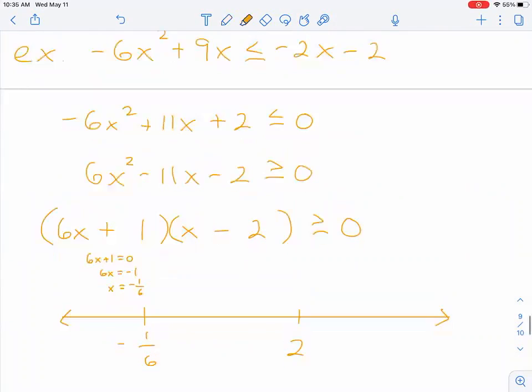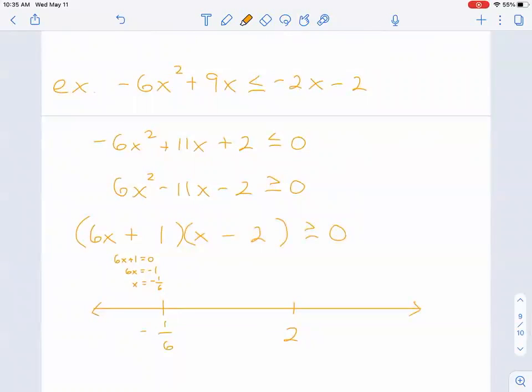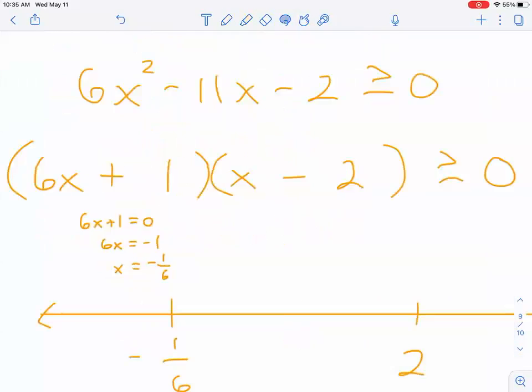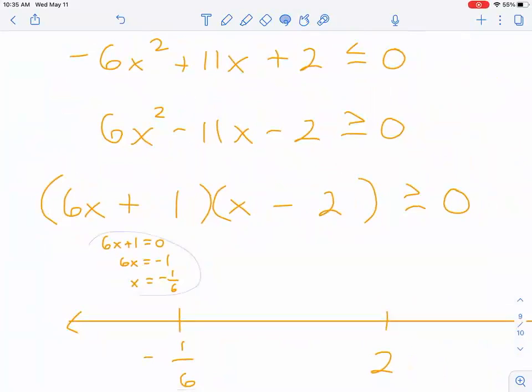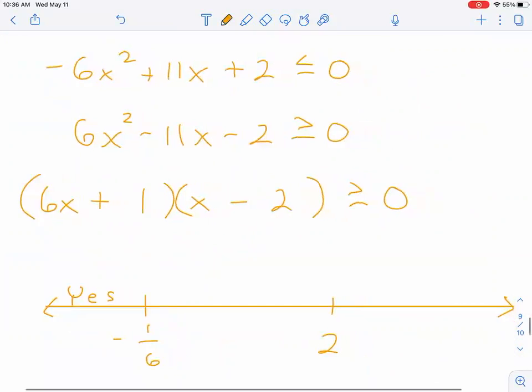All right, let's test our regions. So I'm going to test something to the left of -1/6, and I'll pick something way to the left, like -100. And if I plug -100 in for x, -100 times 6 plus 1 will be negative, and x minus 2 is going to be negative, and a negative times a negative is positive, which is greater than 0. So yes, that area makes that inequality true.